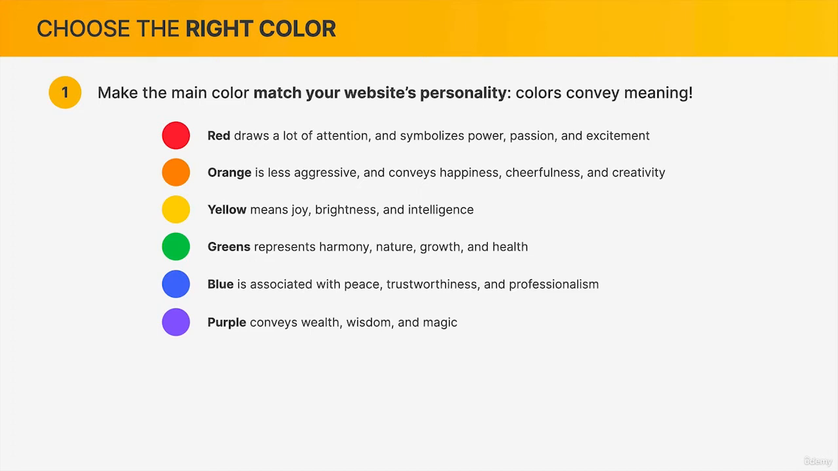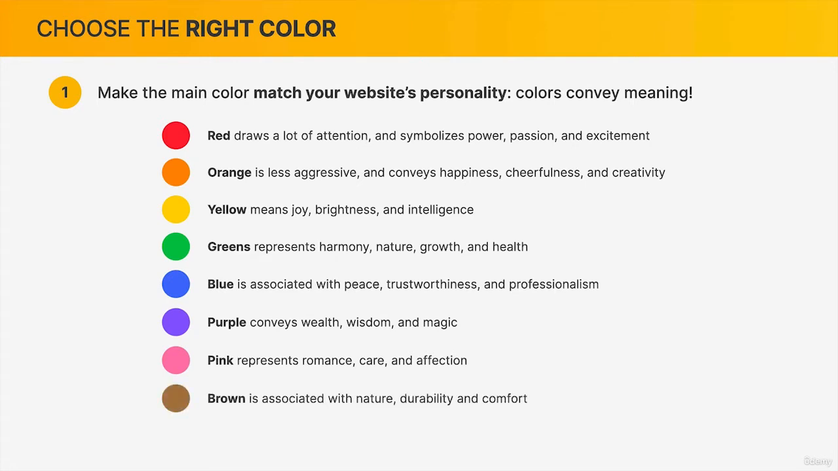But anyway, we then have purple, which conveys wealth, wisdom, and also magic, in case you're looking for that. Then pink does represent romance, care, and affection, which comes to us, I think, quite naturally, the meaning of this color. Then we have brown, which usually represents nature and comfort and durability. And then finally, we also have pure black, which once again symbolizes power, a little bit like red, but it also symbolizes elegance and minimalism on one hand, but on the other hand, it also shows grief and sorrow.